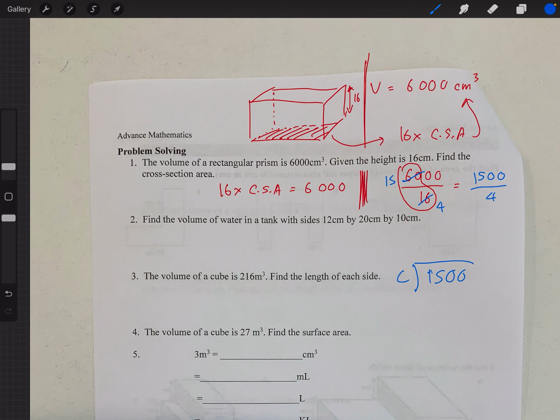1500 divided by 4, you're gonna get what? How many 4s in 15? You're gonna get 3. 3 times 4 is 12. Take away, you're gonna get 3. Bring down the 0. 30 divided by 4 is 7. 7 times 4 is 28. Remainder of 2. Bring down the 0. You get 5. 375. So the area of the cross section.